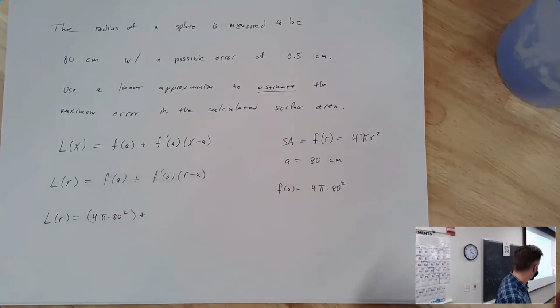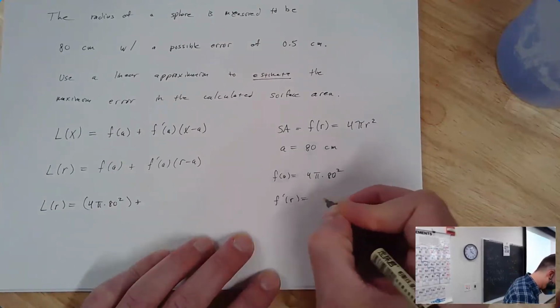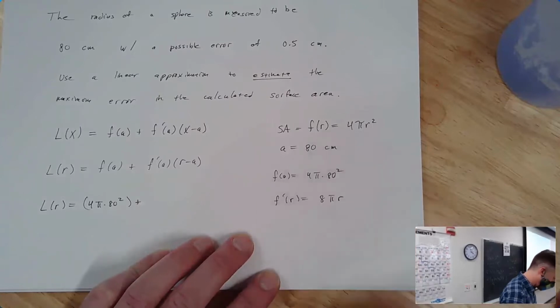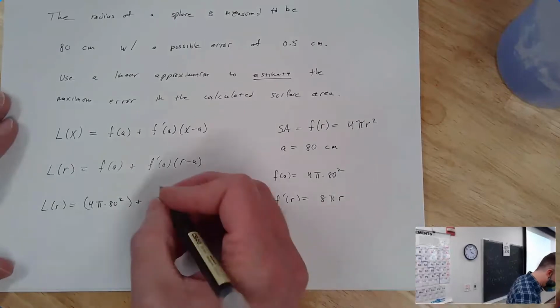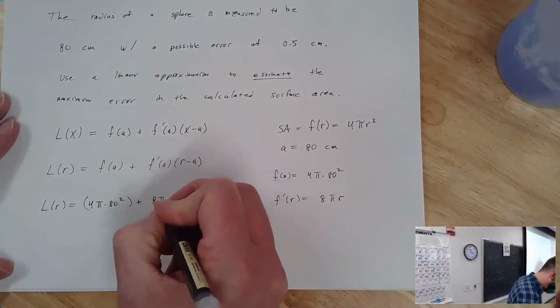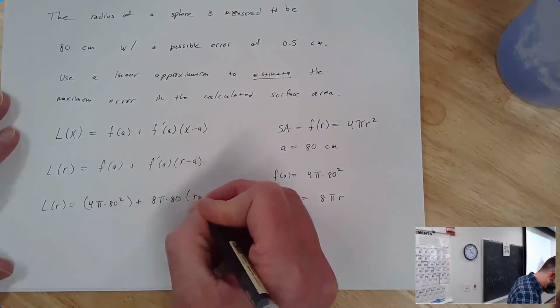F prime of a, so I need to take the derivative. F prime of r is 8 pi r. In case you're curious, this is not a dr/dt situation. We're not doing related rates. I'm differentiating with respect to the variable r, not with respect to the variable time, just to bring it back to that for a second. So I'm going to get 8 pi times, again plugging in 80, times r minus 80.